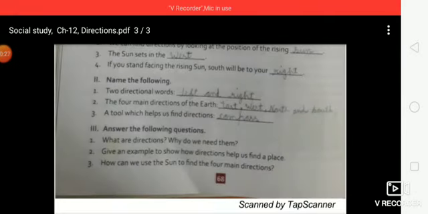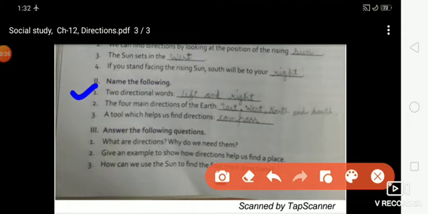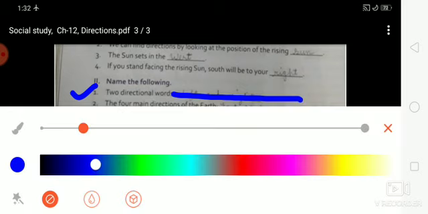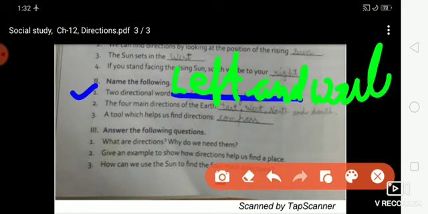Now second exercise: name the following. First one: two directional words. Left, L-E-F-T, left, and right. Left and right. Okay. Two directional words: left and right.